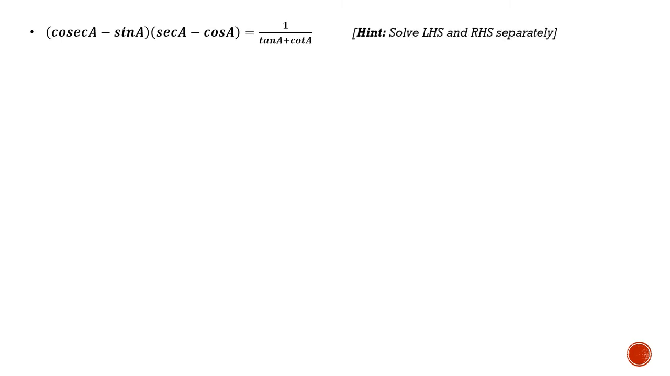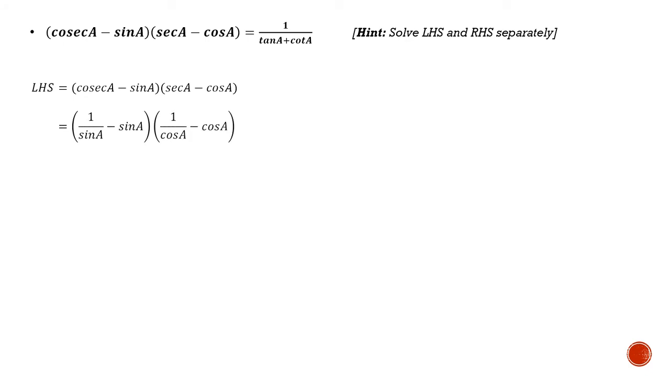Once again, here the hint is given that we have to solve them separately, the left hand side and the right hand side. So let's begin with the left hand side first. Cosec A minus sine A, one bracket, another bracket is sec A minus cos A. Okay, I'm converting once again the identities which I don't like, cosec and sec, in terms of sine and cos. So this is what I will be getting. Simplify it further. This is what you will be getting.